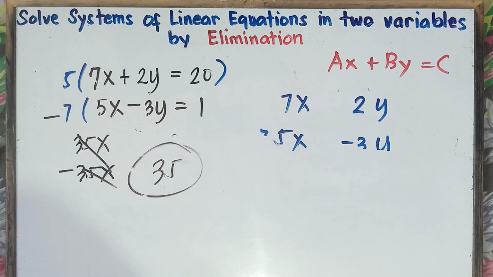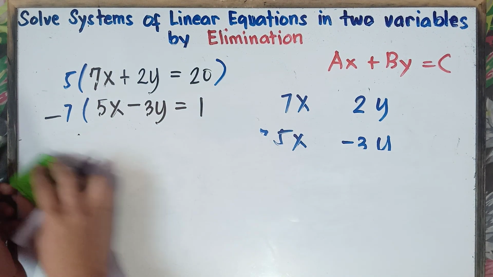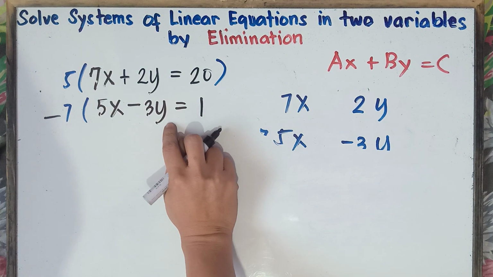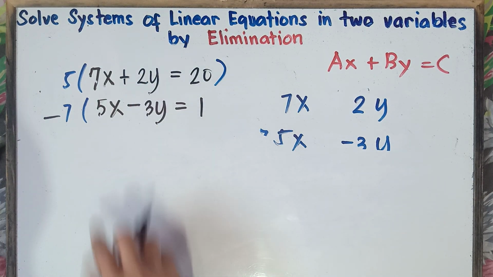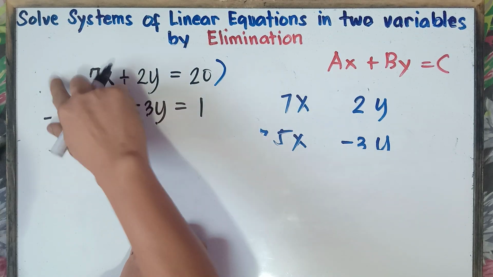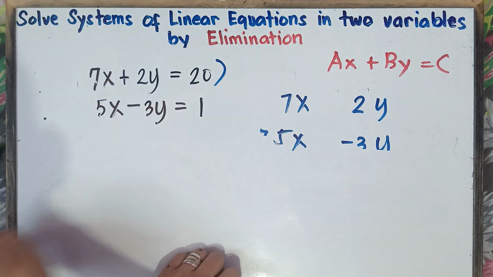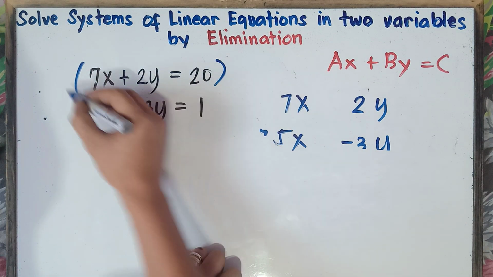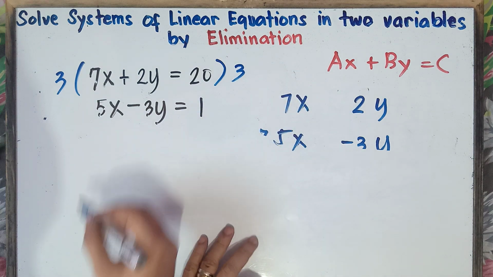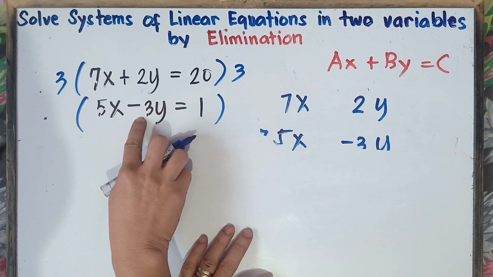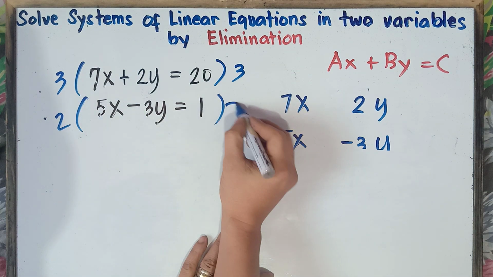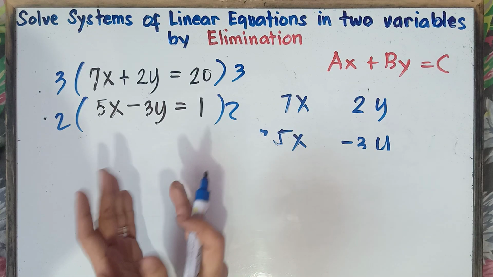But for me, class, it's better to cancel out this y, because the LCM of 2 and 3 is only 6. Therefore, to make this one become 6, we multiply this one by 3. Now, to make this one become negative 6, we multiply this one by 2, right? It's easy, class, to cancel out y.